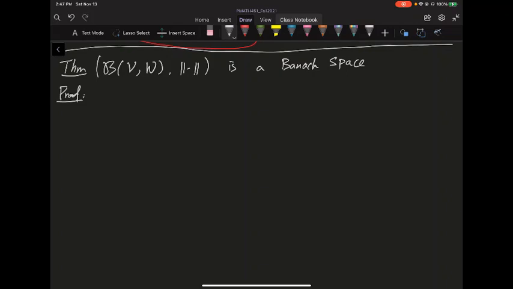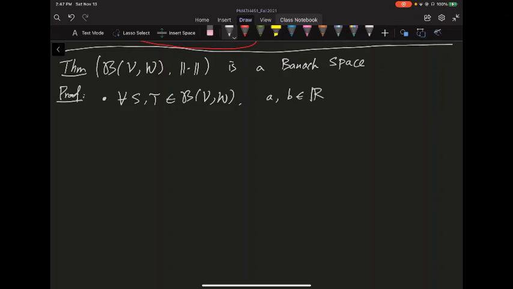Okay, so let's start. Before we prove it is a Banach space, we actually haven't shown this B of V to W is a vector space. So let's show that first. To show it's a vector space is fairly simple. So let's start from any S and T inside this B from V to W. And let's take two scalars, let's say A and B inside R.